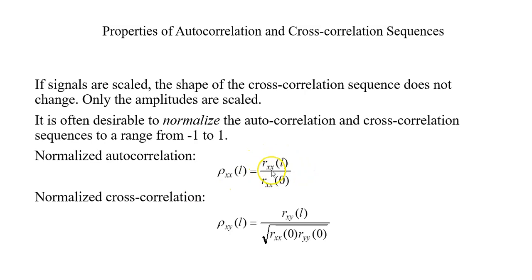This is autocorrelation because we are comparing a signal with itself, and this is cross correlation because we are comparing a signal with another signal. But these are the values for these two signals as autocorrelation at lag equals 0.